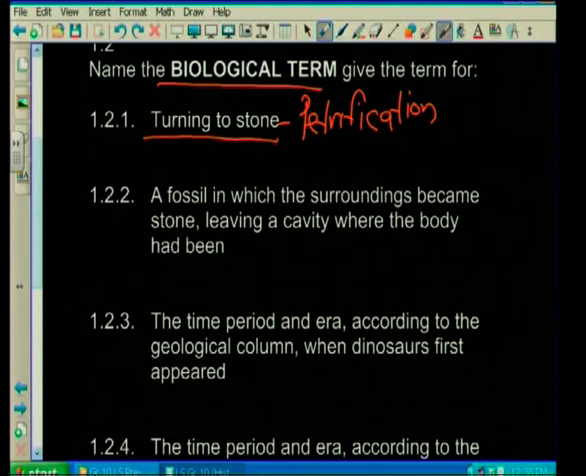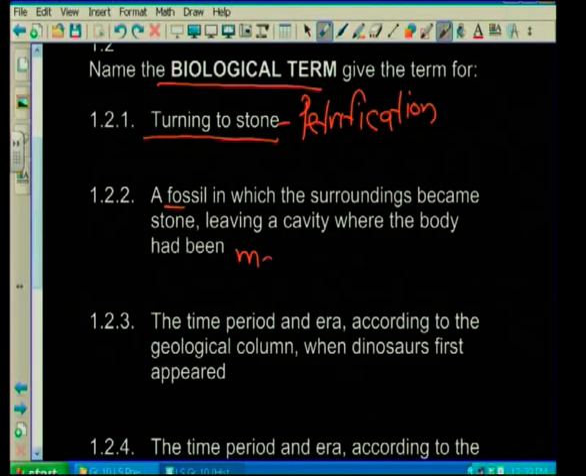The next one, a fossil in which the surroundings become stone, leaving a cavity where the body had been found. So you have a fossil which has an imprint, but on the inside there is nothing. The part on the inside is hollow, but only the imprint of it is on the outside. What do we call that fossil where something was there and then it decomposed, leaving behind an imprint? That is called a mold fossil.